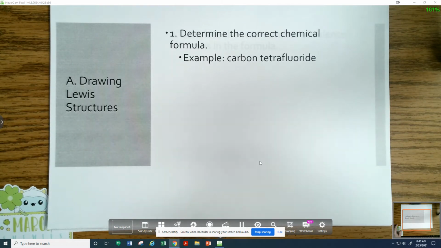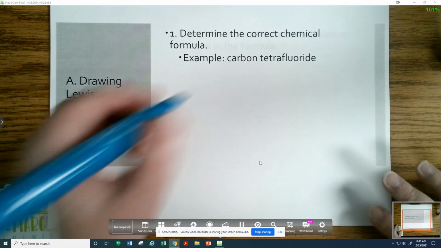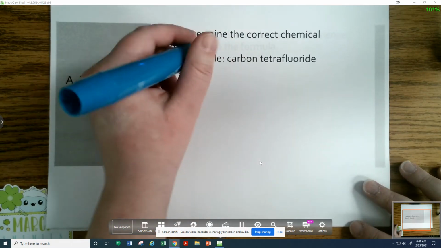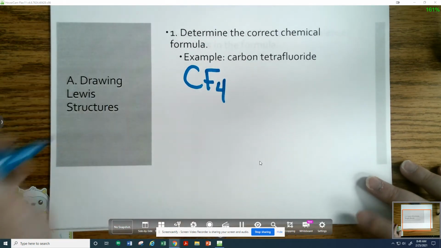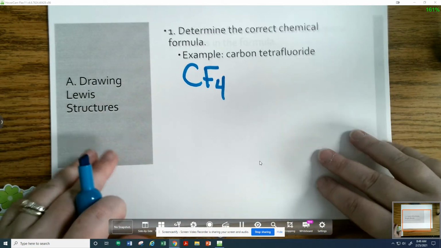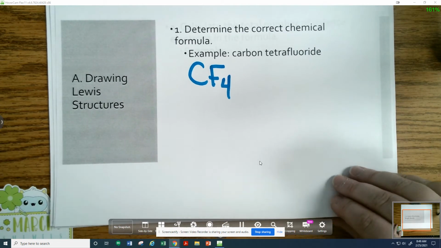So the first thing that you need in order to correctly draw a Lewis structure is a chemical formula. The sample we're going to work on this front side is for the compound carbon tetrafluoride. The formula is using prefixes, so we have CF4, because carbon has no prefix and tetra means 4. That's going to be the example used on this whole front side.